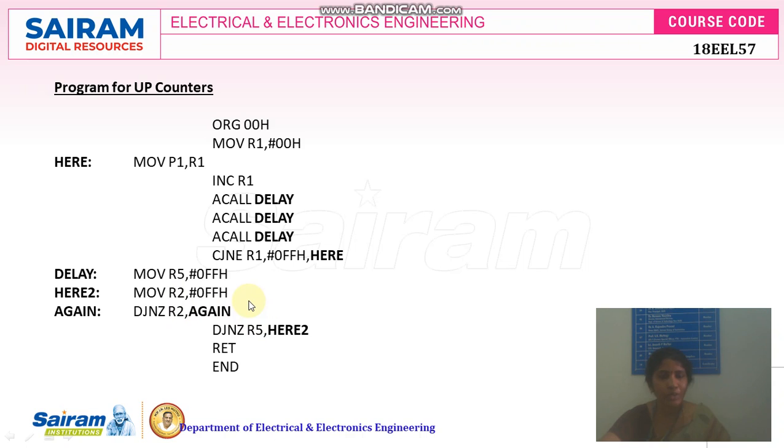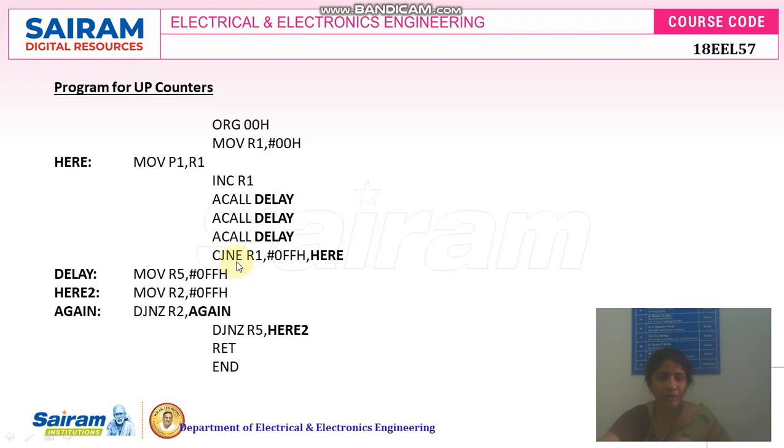Based on your machine cycle also, the delay is going to be created when you write this type of looping instruction. Then after that, return is available. Whenever a return statement is seen by the assembler, it goes to the next line of your ACALL statement. Again here also ACALL delay. So this particular delay program will be run 3 times.